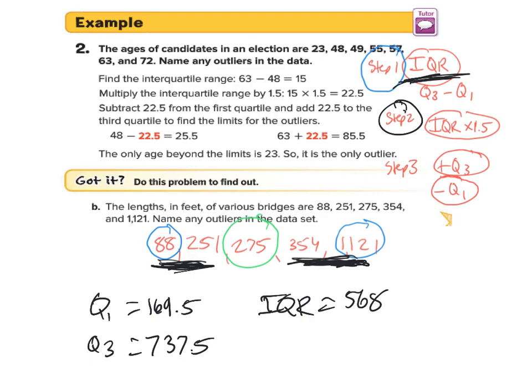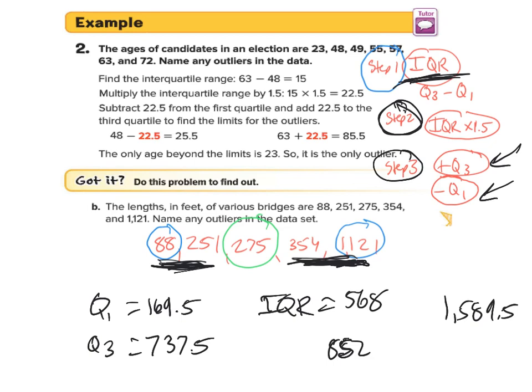Now remember, step 2 up here, we should take that times 1.5, okay? Times 1.5. Here we go. We get 852. Okay, this last step, step 3, we should add that to quartile 3, and we should subtract that away from quartile 1. So we're going to add it to quartile 3. 852 plus 737.5. That gives us 1,589.5. So if any numbers are bigger than that, we should get rid of them.